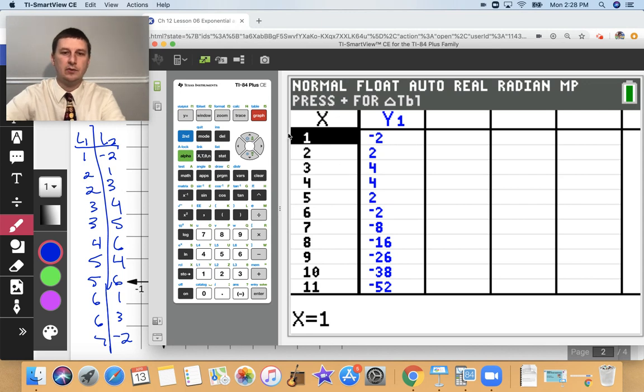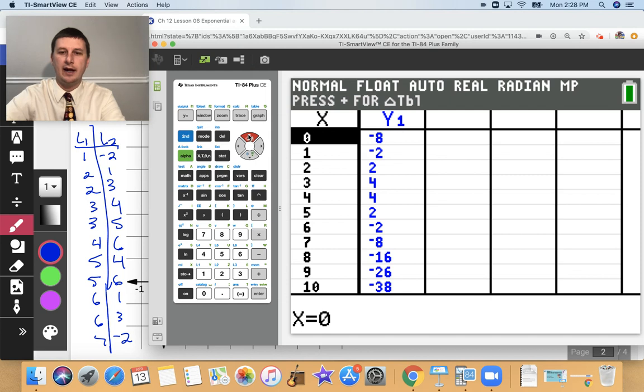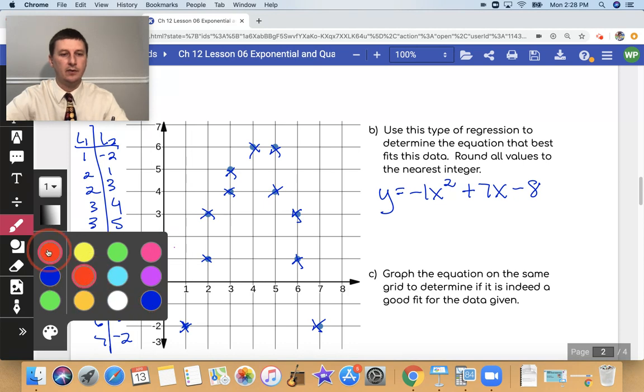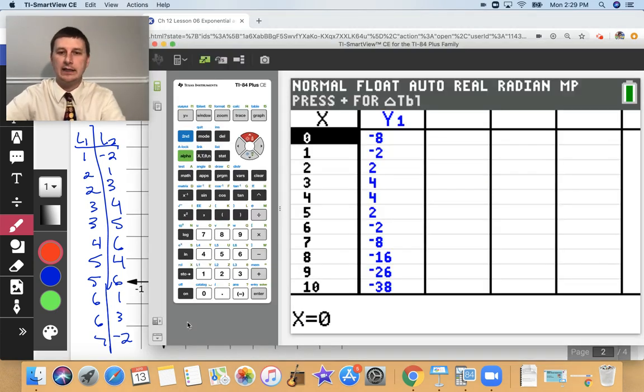And we're going to start with the value of 0, negative 8. We can't fit that one on our graph, so we're going to actually start with 1, negative 2. So we're going to change up the color over here, make it red, why not? And we're going to have the point 1, negative 2. Well, that's a good start. We're right on top of a point. Let's see if it continues.